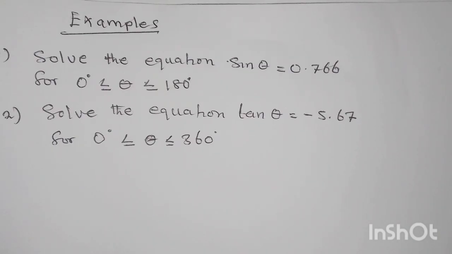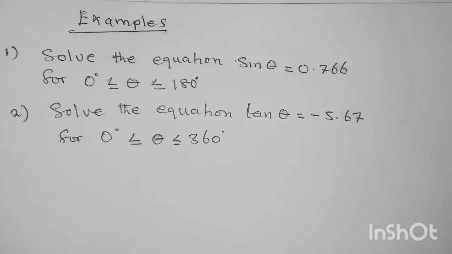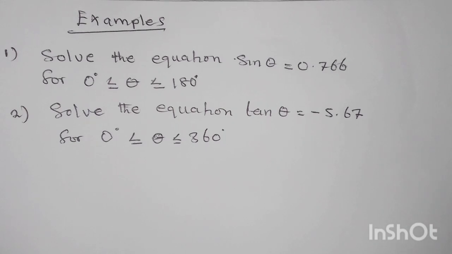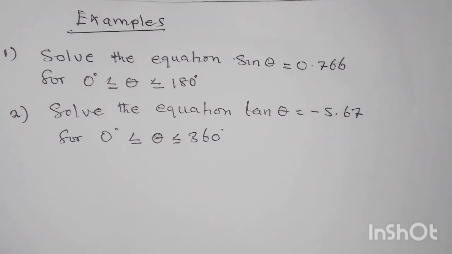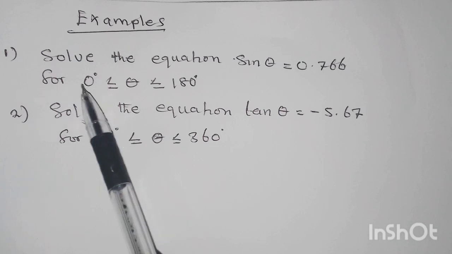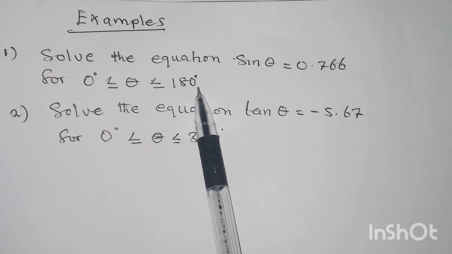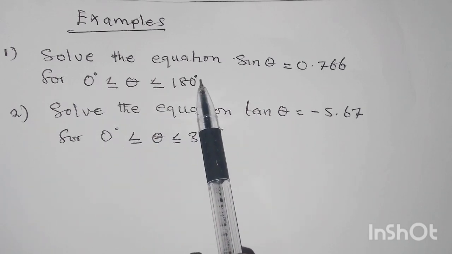From there, we can look at a few examples. We have two examples to discuss pertaining to trigonometric equations. Question number one says: solve the equation sine theta is equal to 0.766 for 0 degrees less than or equal to theta, and theta less than or equal to 180 degrees. So your answer should be between 0 and 180 degrees. You should never find an answer above 180 degrees.